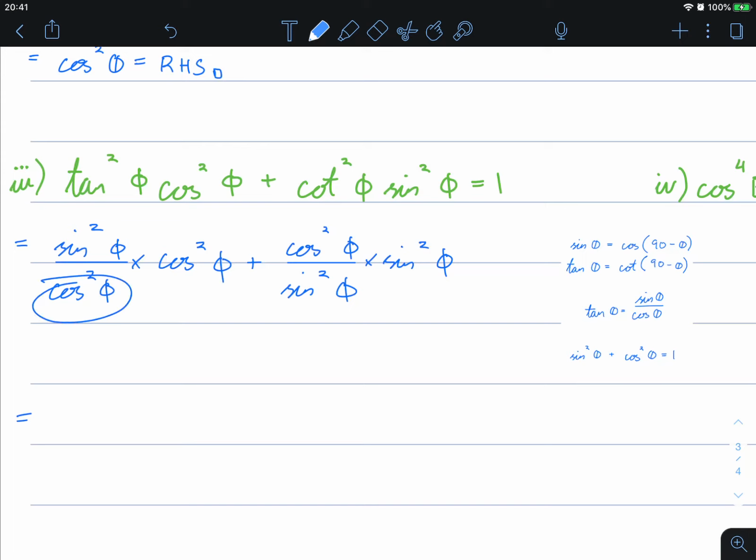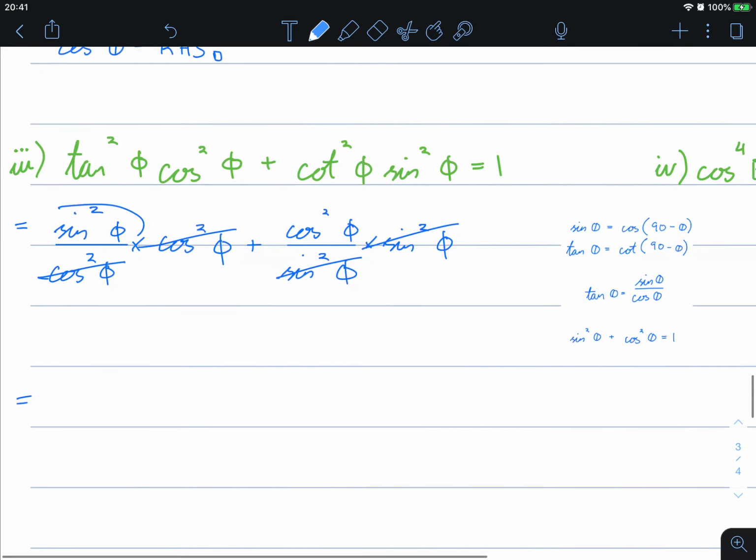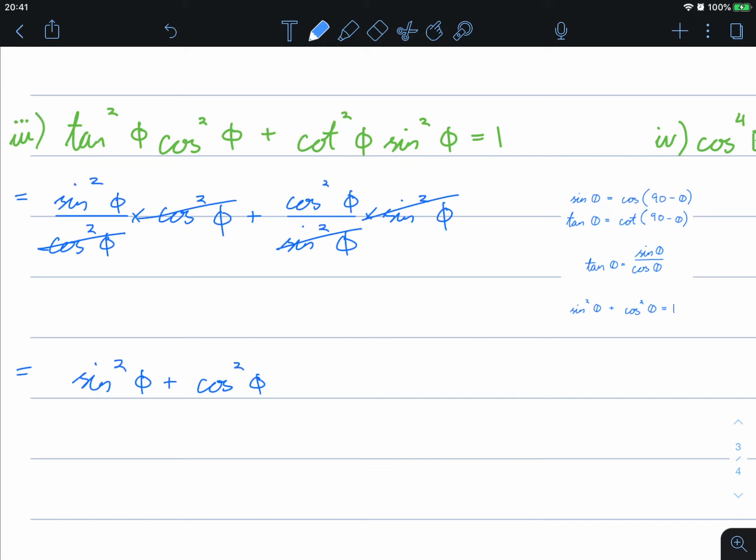Notice how we have a denominator and numerator that can cancel each other, so let's cancel those. Likewise here, we can cancel those. That leaves us with sine squared and cos squared. So let's write that down. Sine squared phi plus cos squared phi. Well, that is the Pythagorean identity. So this is equal to 1, which is equal to the right hand side. End of proof.